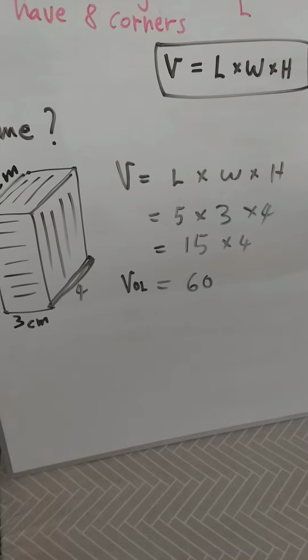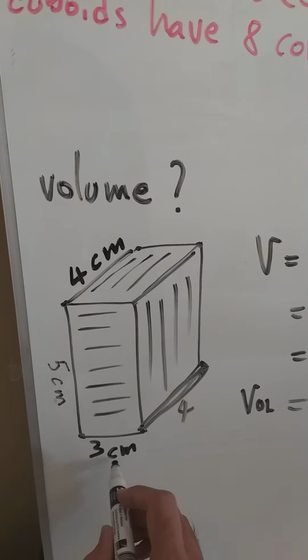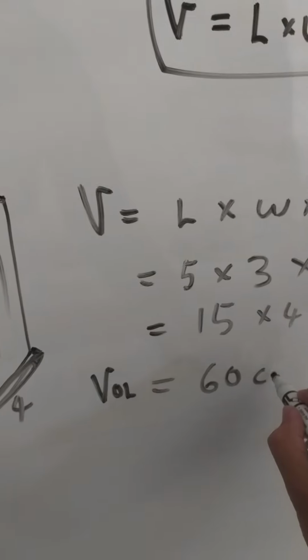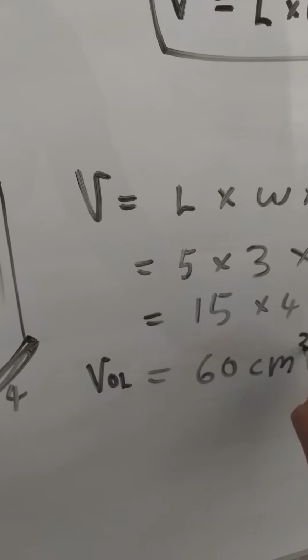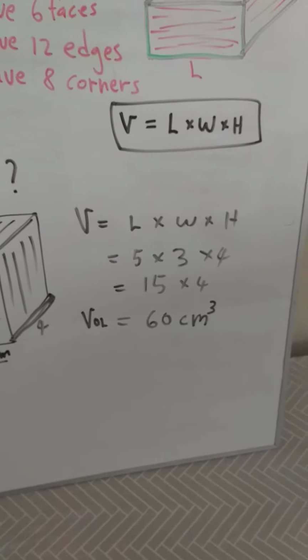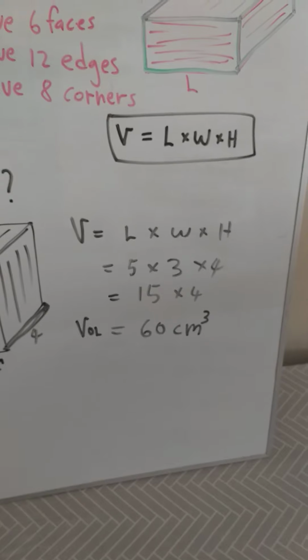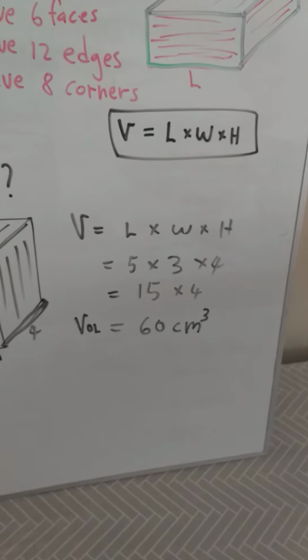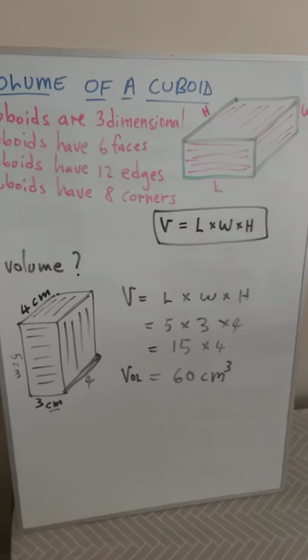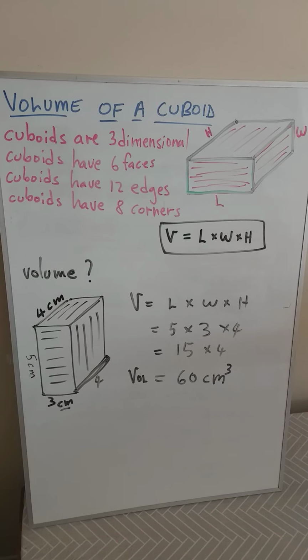And don't forget the units. Since this is in centimeters, the volume will be in centimeters cubed. If it was area, it would be in centimeters squared, but volume would be in cubic units, cm3, cm cubed.